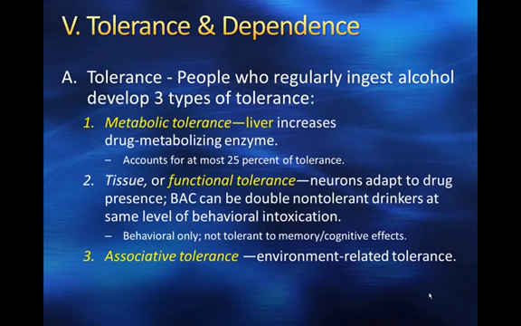People who regularly ingest alcohol develop tolerance. There are 3 types of tolerance to drinking alcohol. The first is metabolic tolerance. The liver increases its drug metabolizing enzymes, and so this is about 25% of our tolerance. We just get better at metabolizing alcohol. Other drugs have this effect as well.